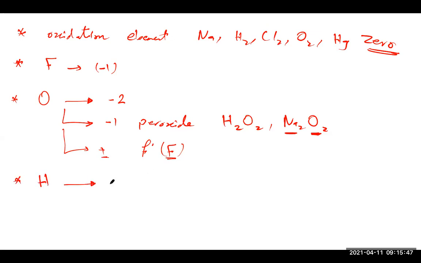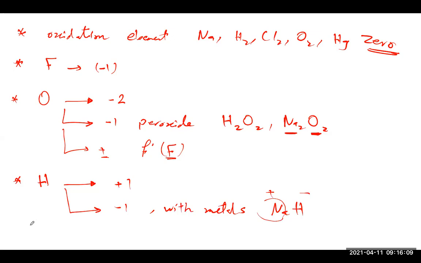The regular oxidation number for hydrogen is +1. And we have a case where the hydrogen will be -1. Hydrogen will be -1 when it is combined with metals, like NaH. In that case, the metal will be positive and the hydrogen will be negative.